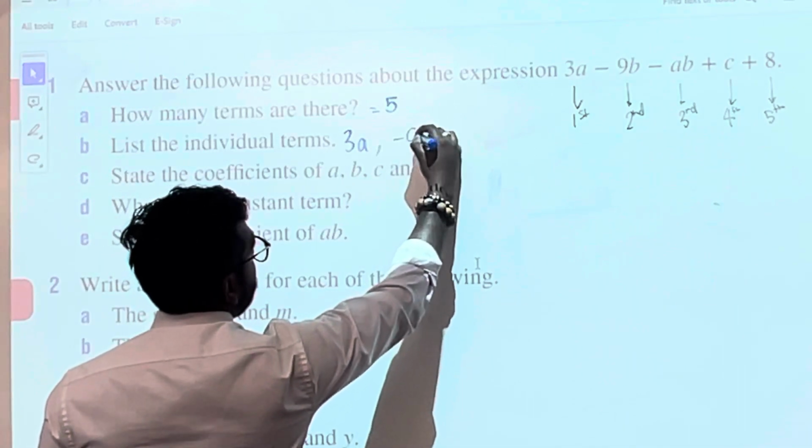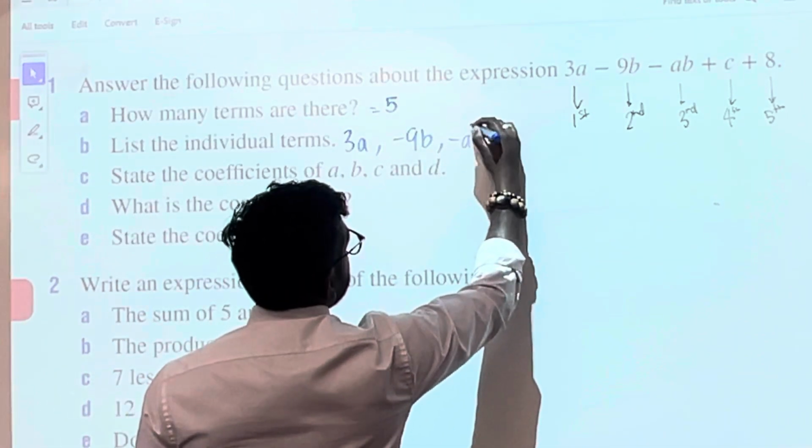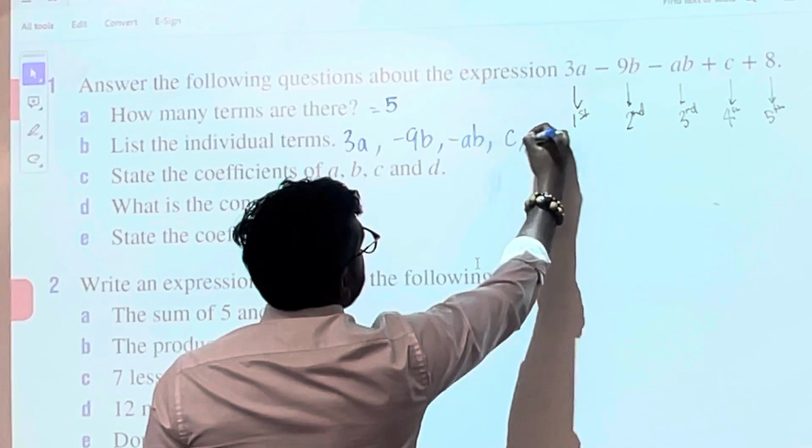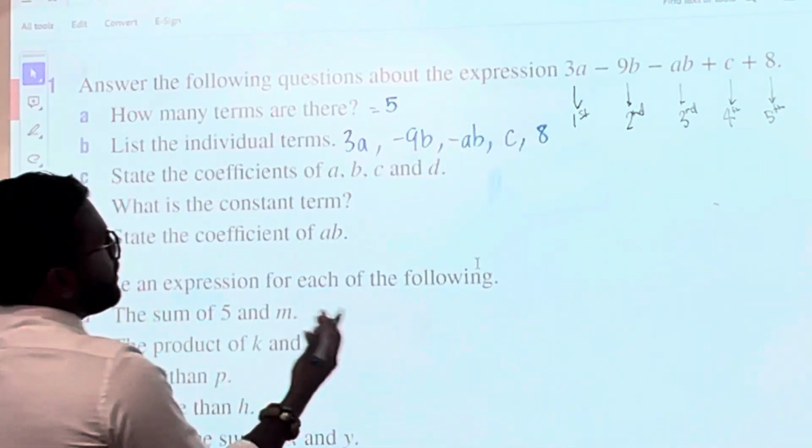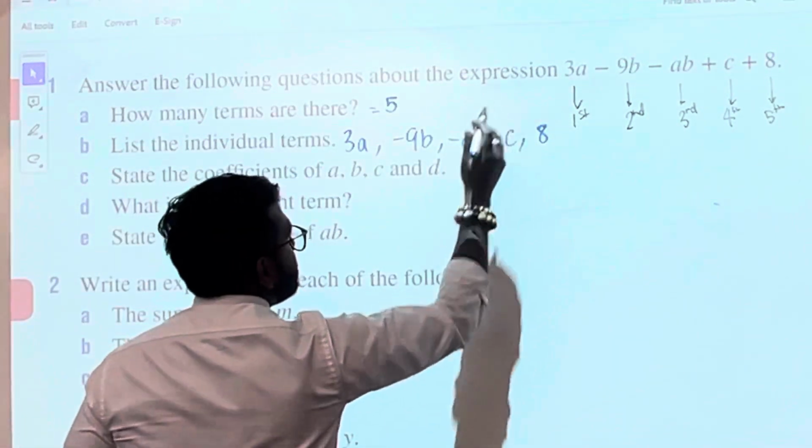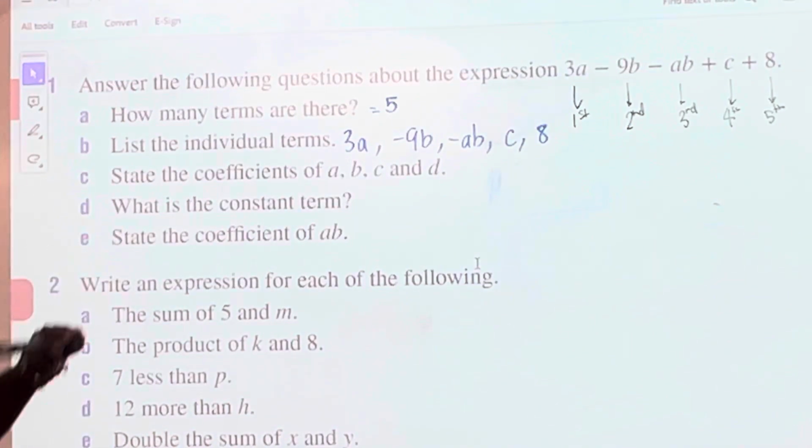List the individual terms. 3a, minus 9b, minus ab, c, and 8. It says plus c, but we already know this is actually a positive, but we're not going to write the positive sign.